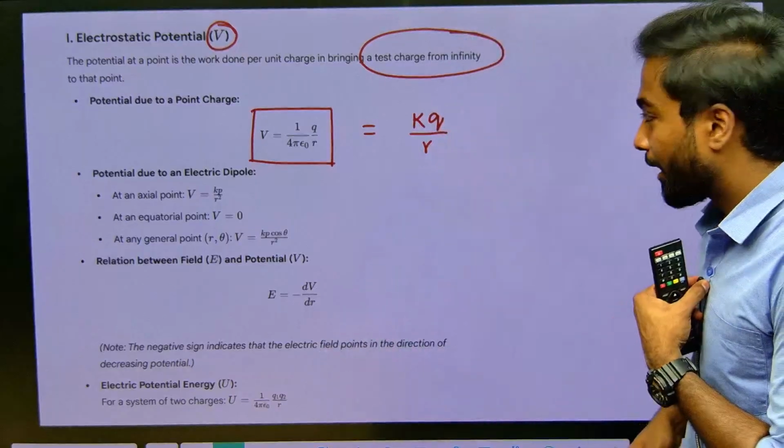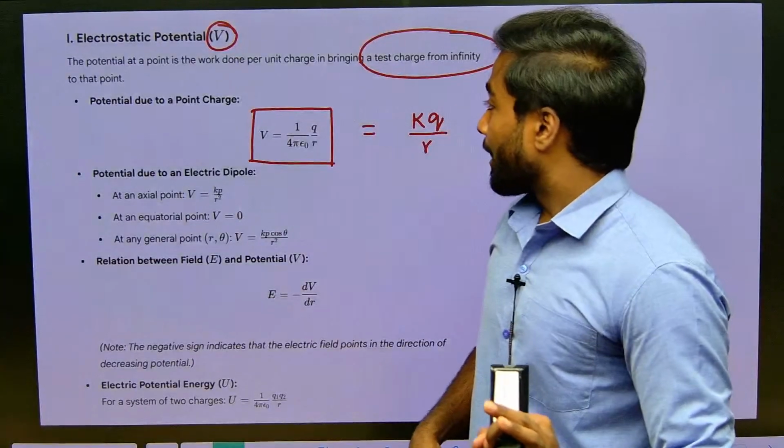Now it is on, right? Okay. So I'll repeat the thing once again.